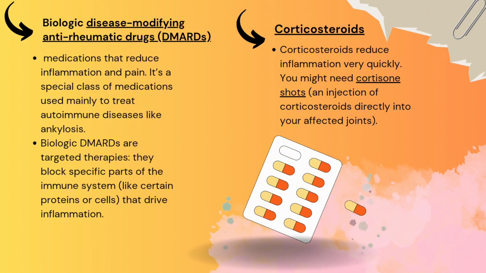It's a special class of medications used mainly to treat autoimmune disease like ankylosing spondylitis. Biologic DMARDs are targeted therapies. They block specific parts of the immune system, like certain proteins or cells that drive inflammation. Corticosteroids. Corticosteroids reduce inflammation very quickly. You might need cortisone shots, an injection of corticosteroids directly into your affected joint.